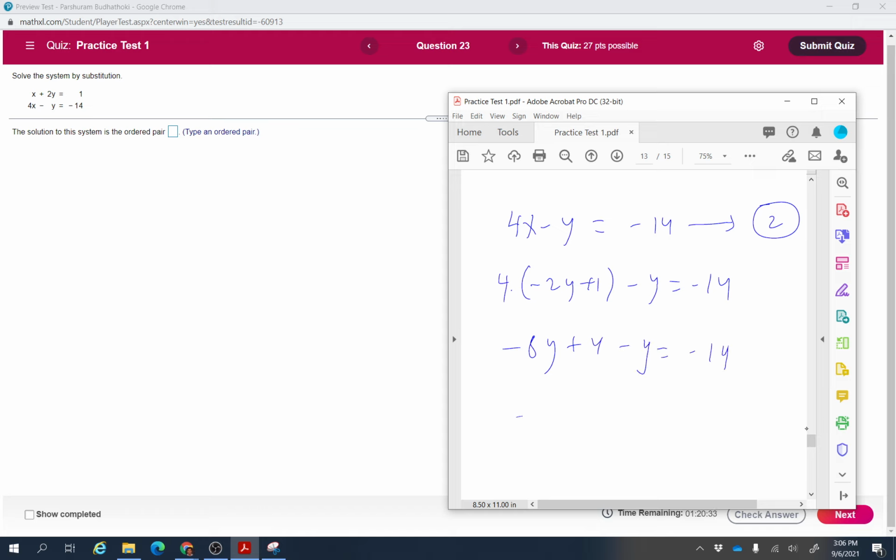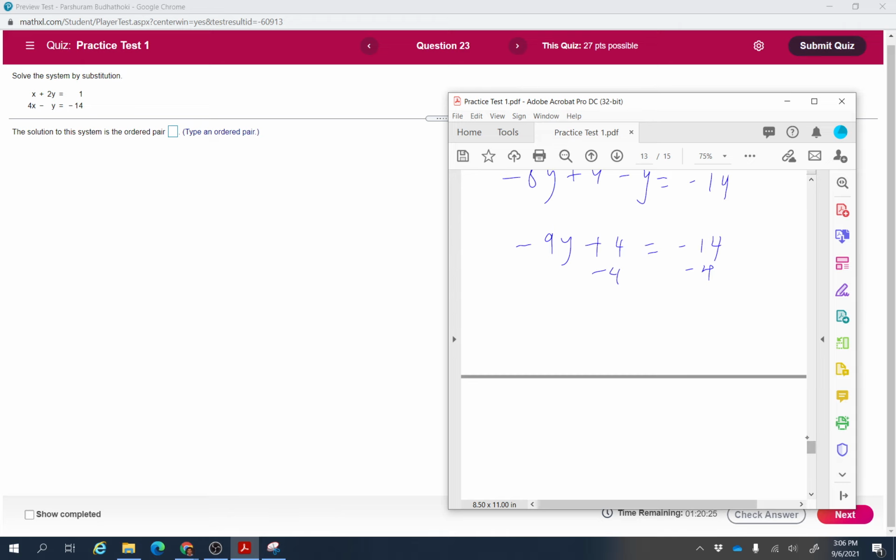Negative 8y, negative y is negative 9y plus 4. Now just subtract 4 from both sides. Negative 9y equals negative 14 minus 4, which is negative 18. If we divide both sides by negative 9, that gives y is 2.